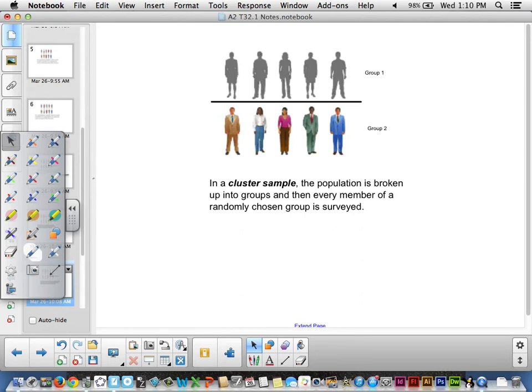And then in a cluster sample, the population is broken into groups and I look at every member of that group. So if I look at just the guys' homework, that would be a cluster in this classroom. Or if I looked at just the freshmen's homework, that would be a cluster in the school.